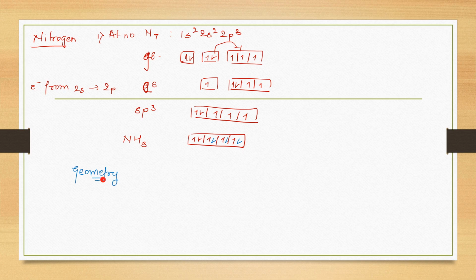Okay, now what is the geometry? Because it is sp3 hybridization, what is our expected geometry? It should be tetrahedral. Now, if I want to show this hybridization, it will be like this. Nitrogen is at the center, and this is the hybrid orbital of nitrogen.